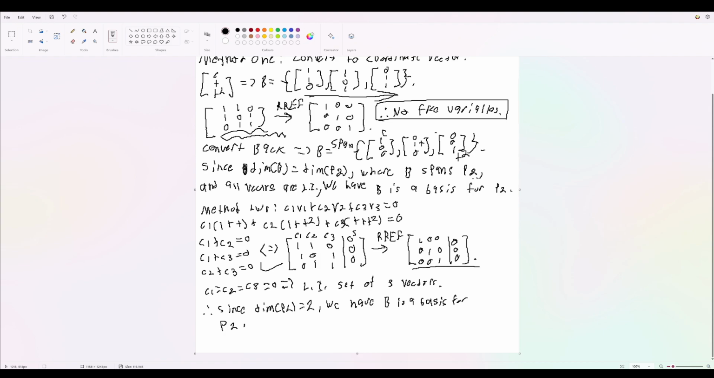With no free variables, in this case, we would say that c1, c2, c3 equals 0. So all of our c's equal 0. This is just the same thing as saying no free variables, which implies that this is a linearly independent set of 3 vectors. Since we have dim P2 equal to 3, we have B as a basis for P2, as it covers all this and it spans.